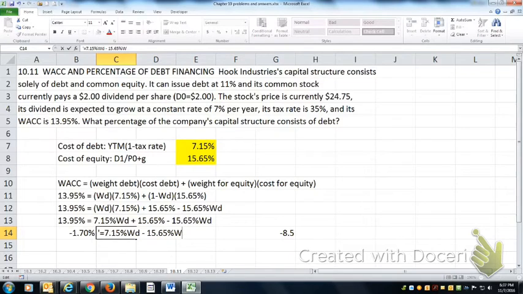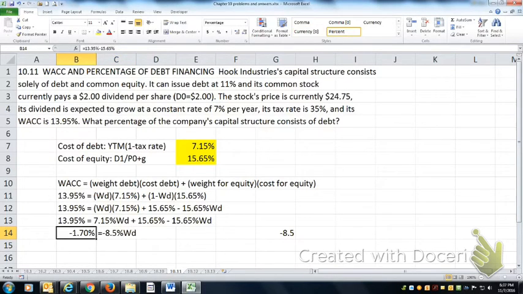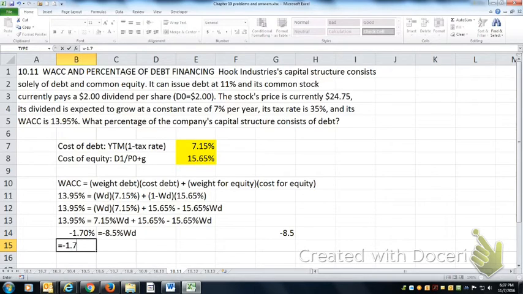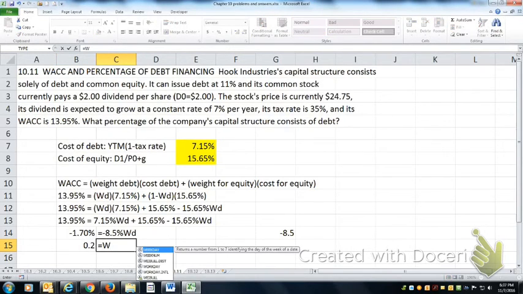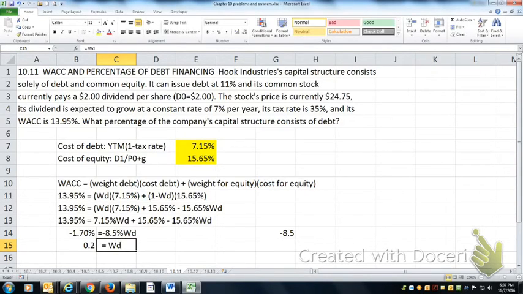negative 1.7% is equal to negative 8.5% WD. Okay, so now if I take both sides and I divide them by negative 8.5%, negative 1.7% divided by negative 8.5% gives me the weight for the debt, all right, or 0.2.